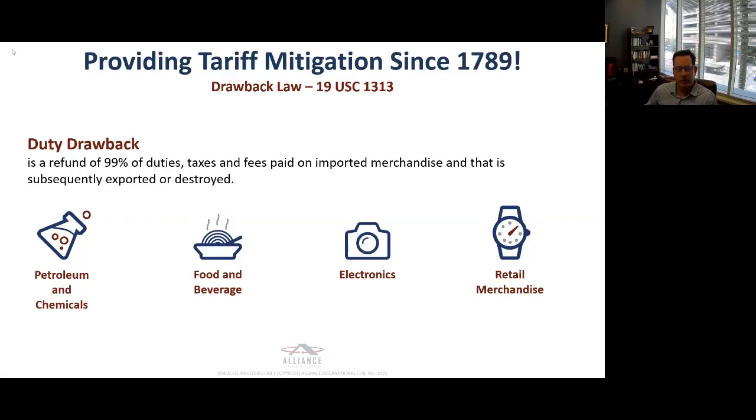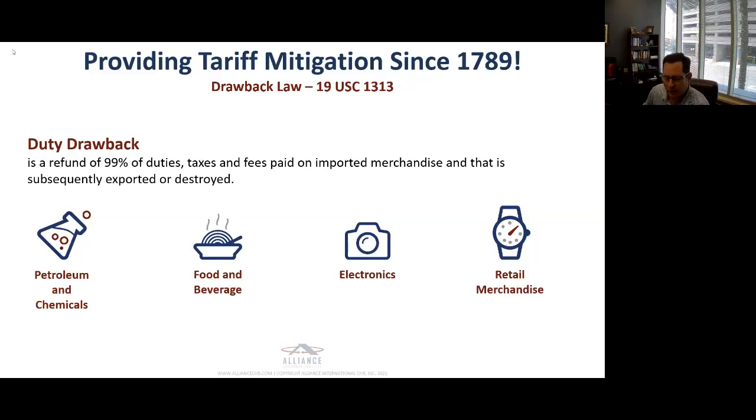So with that introduction, let me get into specifically how drawback works, and provide you with an overview of the regulatory structure and some of the key concepts so that you fully understand the opportunity of drawback. And then we're going to discuss process. What are the process steps from the initial assessment of a potential program, through some of the data elements that are required, and all the way through the submission of a drawback claim and receipt of a drawback refund from Customs and Border Protection.